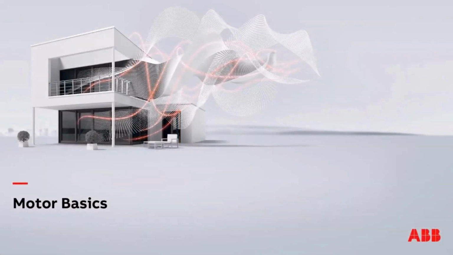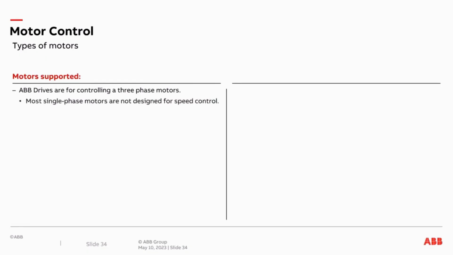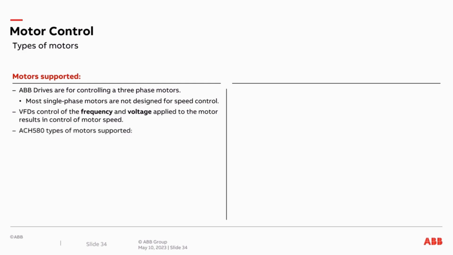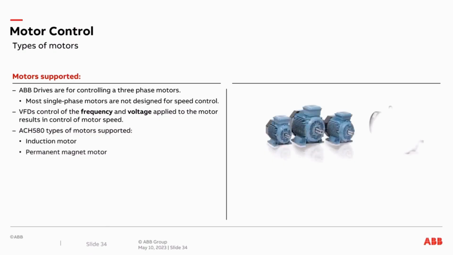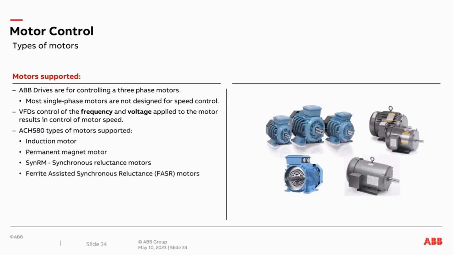Let's talk about motors for a minute. So, what kind of motors does the ABB 580 drive support? We control 3-phase motors. Most single-phase motors are not designed for speed control. VFDs control the frequency and the voltage applied to the motor, resulting in control of motor speed. ACH580 types of motors supported are induction motors, permanent magnet motors, synchronous reluctance motors, and Farad-assisted synchronous reluctance motors.